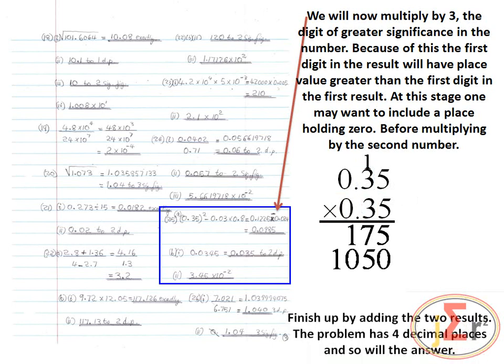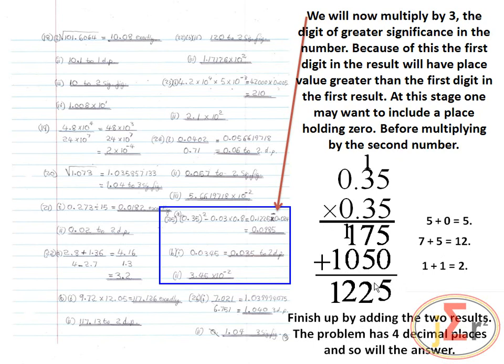Finish up by adding the two results. The problem has 4 decimal places, and so will the answer. So we have, just add these. 5 plus 0 is 5, 5 plus 7 is 12, put 2 and carry 1, and then these two are added. 1 plus 1 is equal to 2, and then the other number is returned as it is.